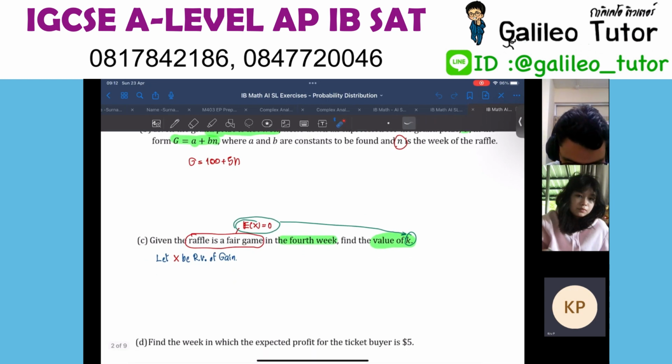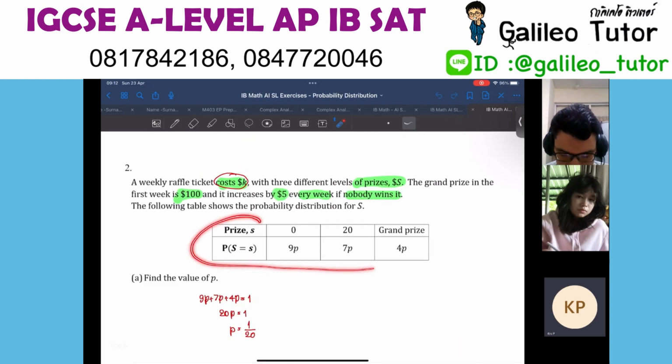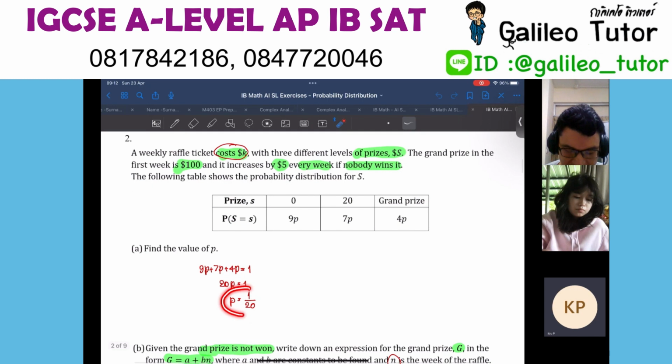Okay, so given that the raffle is a fair game, in the fourth week we have to find the value of k. This is our table of prize. The probability of getting a zero prize is 9p. But what is the value of p? 1/20. So the probability of getting this prize turns out to be 9/20. To receive the 20 bucks prize, it turns out to be 7/20, and the grand prize will be 4/20, which is 1/5.